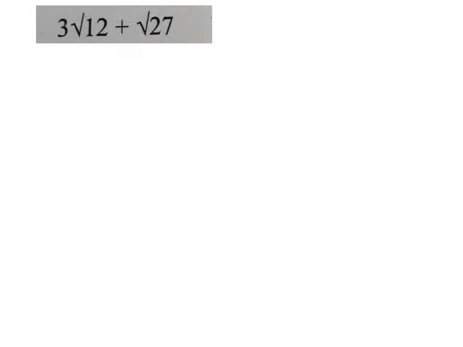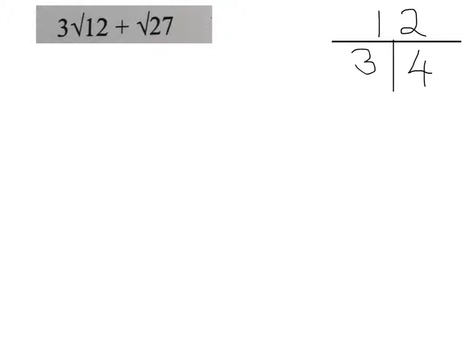Here's another example. We've got 3 times the square root of 12 plus the square root of 27. So we're going to look at the square root of 12 first to see if we can get factors that would work nicely. So the factors of 12 are 3 and 4 that we're going to use. 3 is what's going to be staying inside the square root.